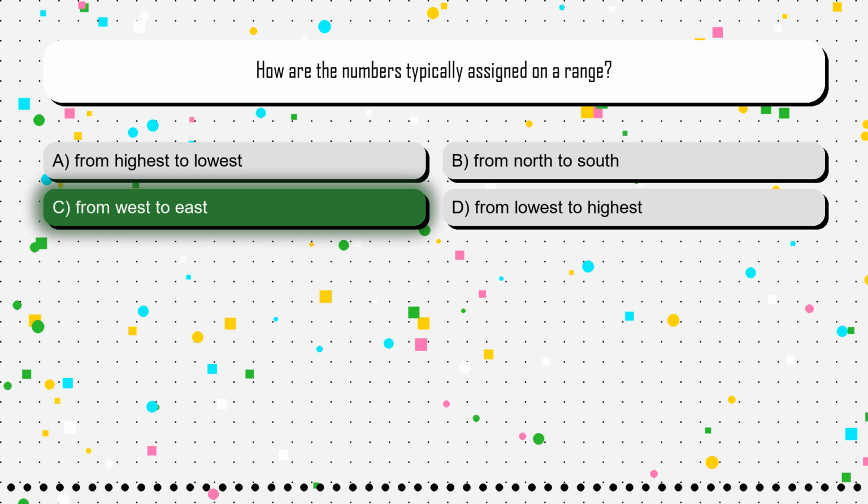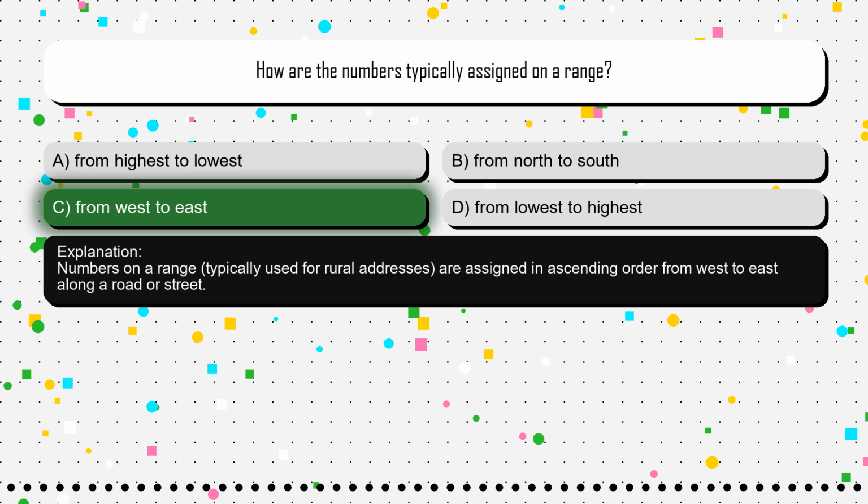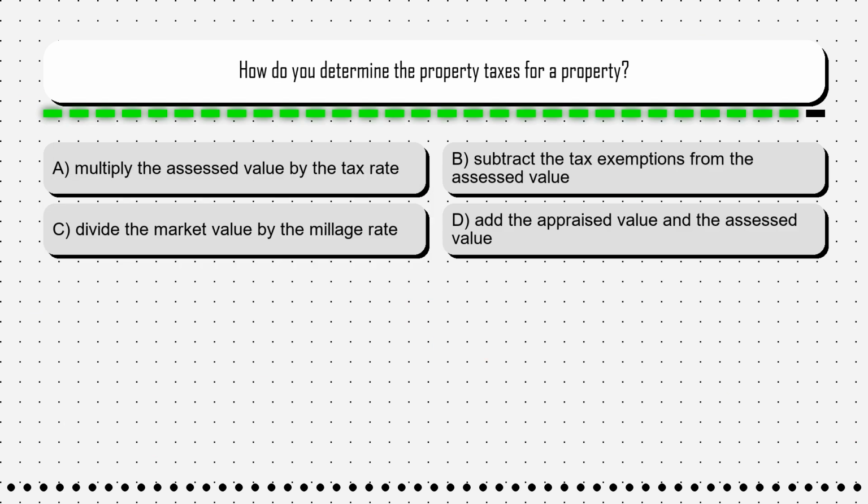The correct answer is option C, from west to east. Numbers on a range, typically used for rural addresses, are assigned in ascending order from west to east along a road or street.